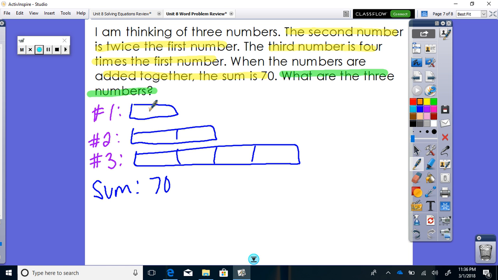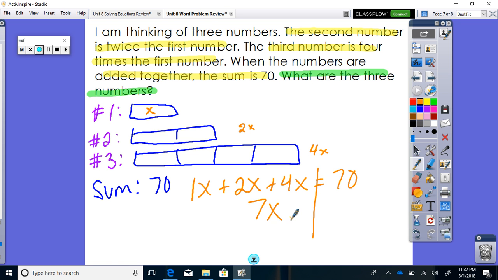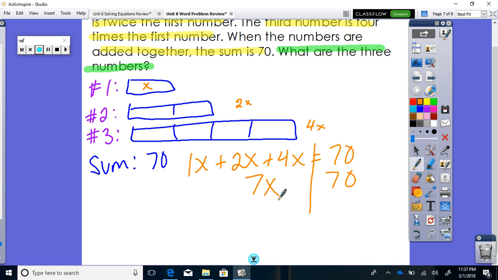So if our first number is x, then our second number will be 2x, and our third number is 4x, so 2 times and 4 times that amount. So the sum is 70, which means when we add them all up, it will equal 70. So 1x plus 2x is 3x, plus 4x is 7x, equals 70. Divide by 7 on both sides, and you get x equals 10.